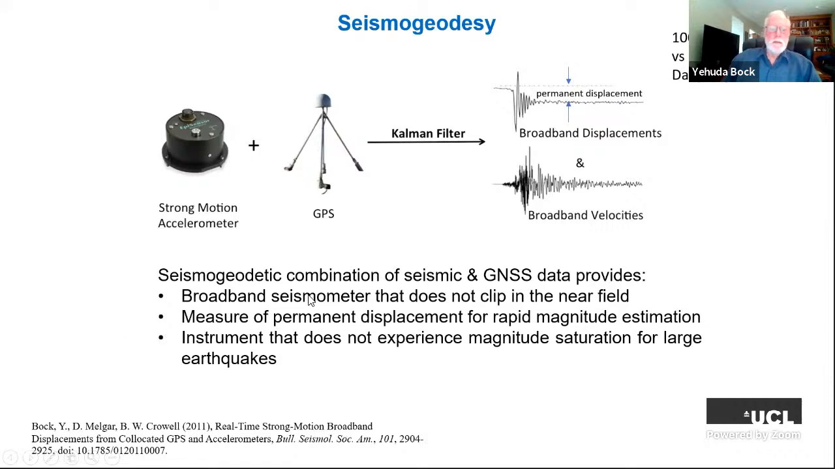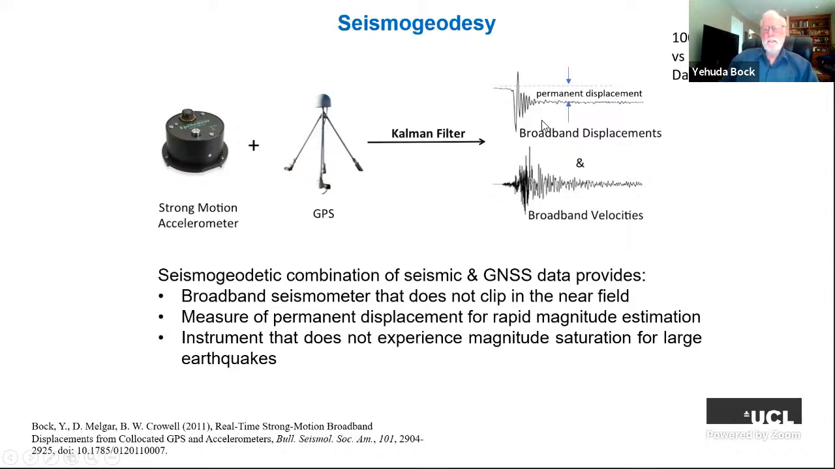The other advantage is that a broadband seismometer, which is a very precise instrument, when you get very close to an earthquake, will clip, I mean, it'll go off scale. So you can't get this full record if your broadband seismometer is very close to the earthquake. And that's, of course, where you want to be when we're talking about hazards. So that's one advantage of the GNSS seismic integration.